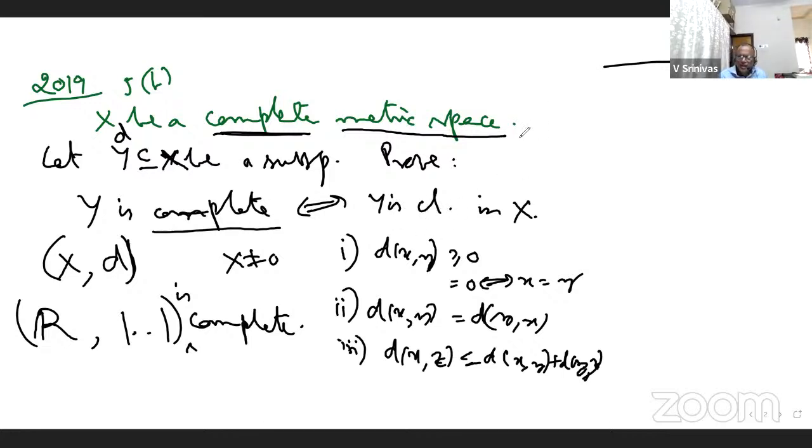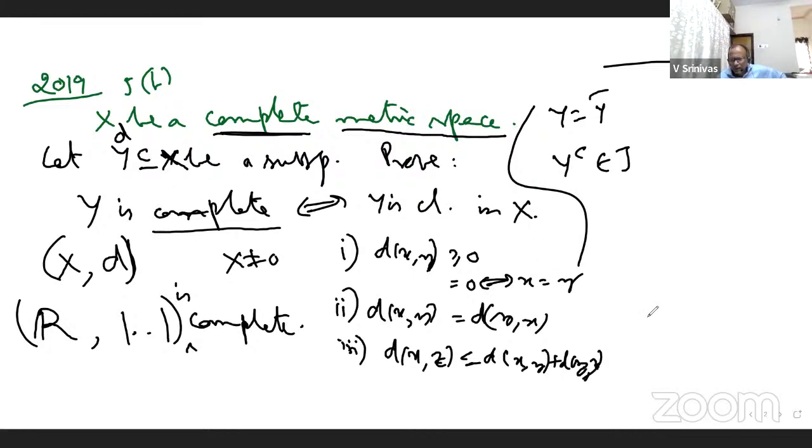Closedness can be explained in two ways. One is that Y equals Y closure. Or its complement is closed, that is, Y complement is open. You get a topology out of this metric, and in that topology, Y complement will be open. With respect to openness, you can also define closedness. These two will be equivalent. So when your space X is complete, for any subspace, completeness is equivalent to closedness.